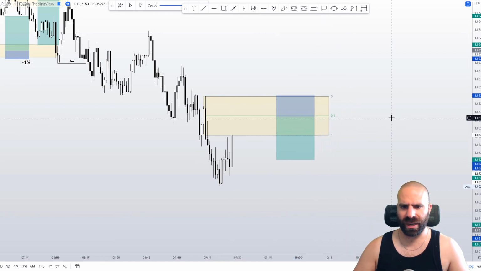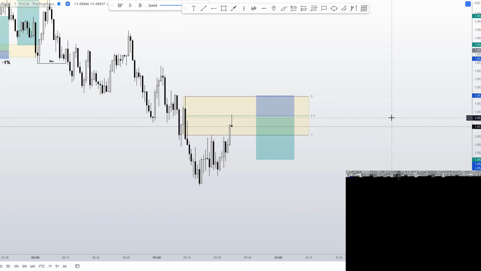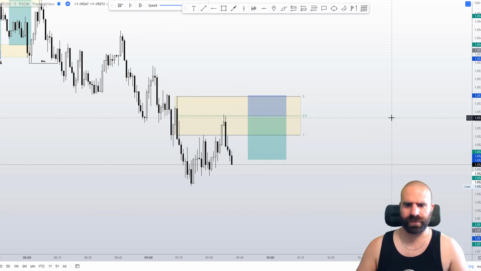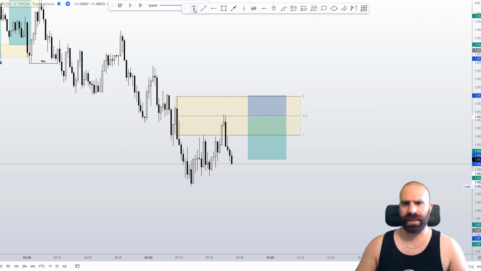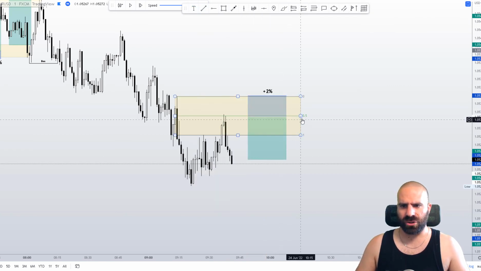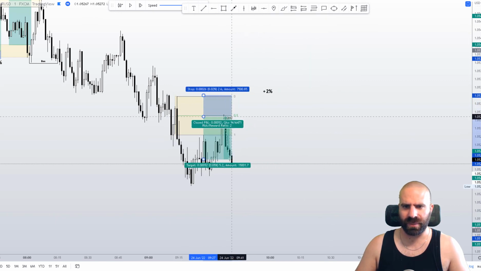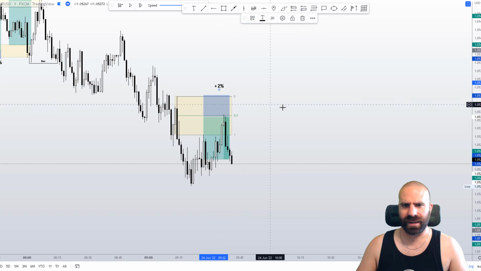This is only a 2 to 1. I'm not really sure if I like it, but I will leave it right there. Okay, we're in this trade and let's see. Yep, and we got the 2 to 1 easily. So plus 2%. And now you get the logic. I'm not going to overanalyze it because the logic is very simple. We will show it once again.